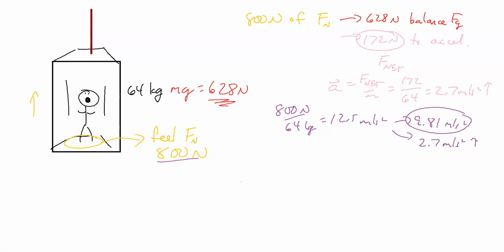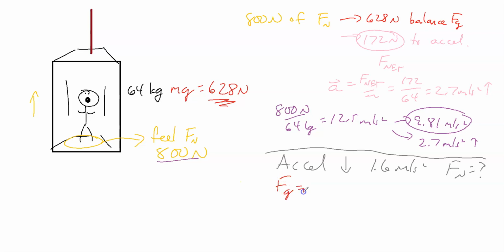What if we just adjust this a little bit, okay? And we said that he's accelerating downwards at 1.6 meters per second squared. So what would the Fn be now? Well, let's just start with basic forces. There's a couple ways you can do this again. It doesn't matter. But the force of gravity, my mg, is 628.